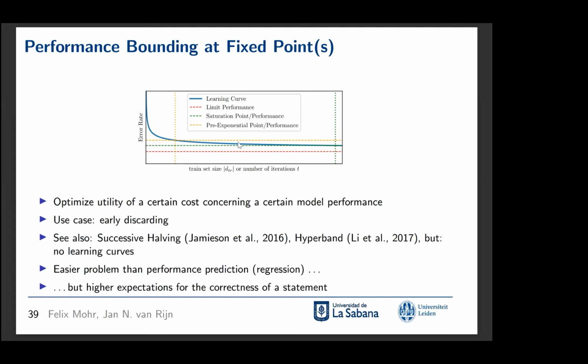So in one sense, this problem is easier than the real problem that we're looking for, the regression of a certain performance at a certain point. But we might also have higher expectations for how correct our statement is. In terms of regression, we always know it will be a little bit higher or lower. But in this case, we really want to be certain. If we say it's never going to be better than this, then we really want that it never is going to be better than this.